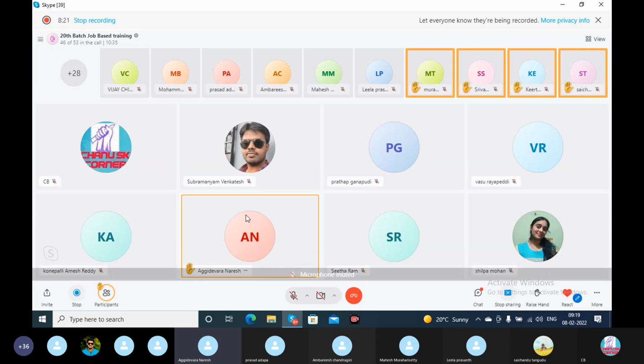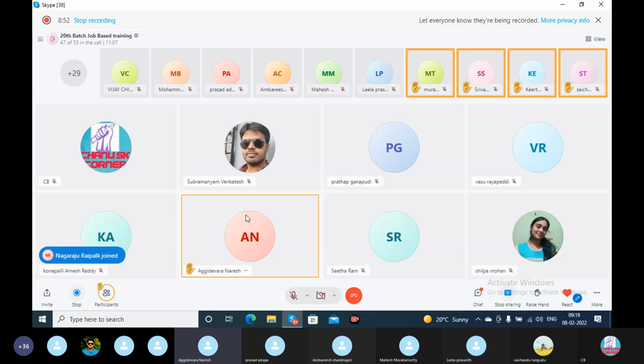Then the last one is the gap. Gap means the difference between the AS-IS document and the TO-BE document. If it is not possible to map the client's business information in SAP, that is called a gap. In that case we will consult the senior consultants above us. If they do not support, then we will consult SAP directly.